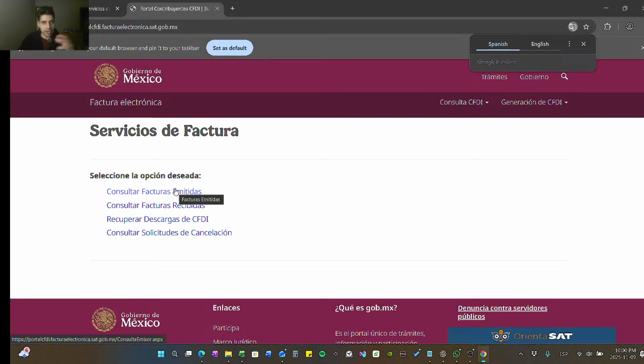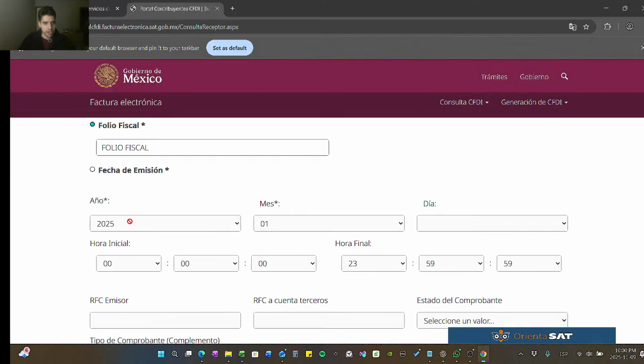If this transaction were a sale, then I would issue a different one. I will be looking at the issued invoices. I just wanted to give you a little bit of context right there.